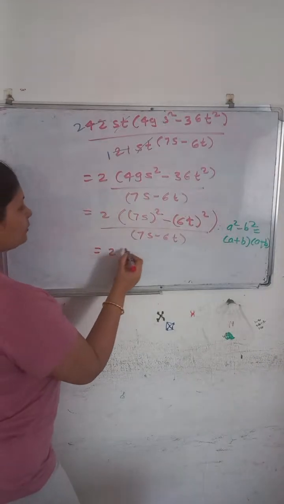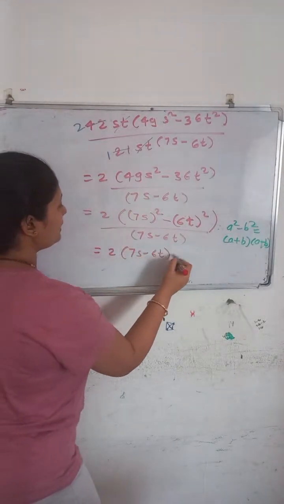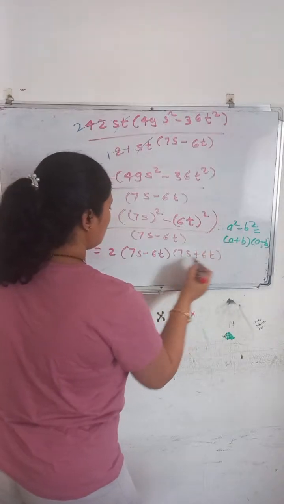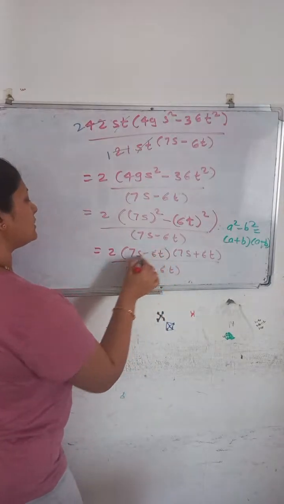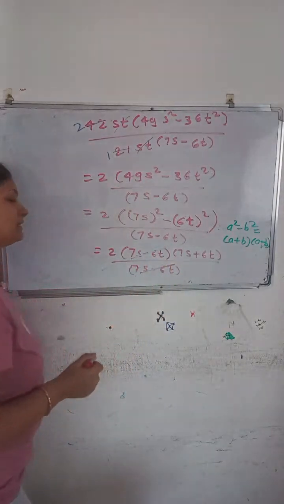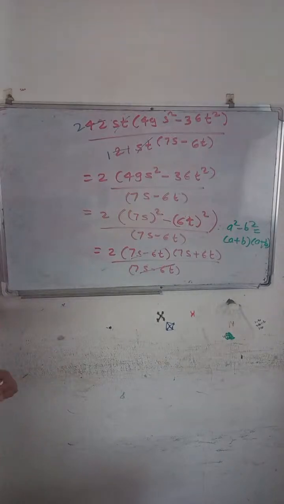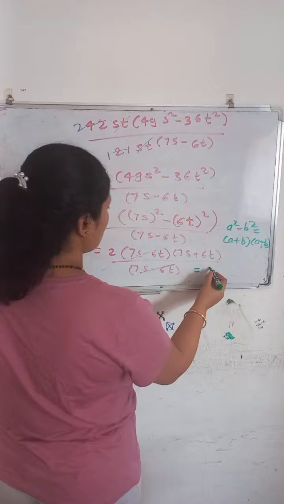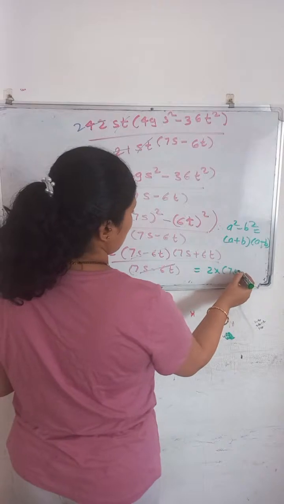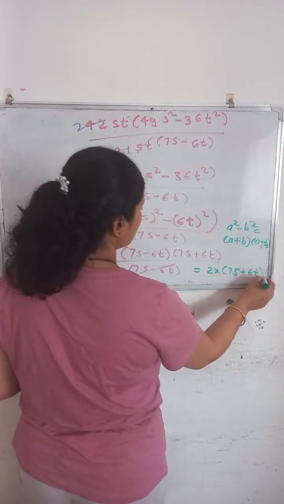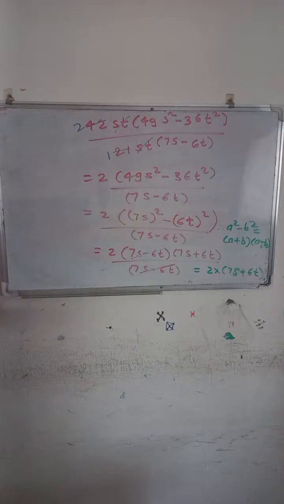So we will get 2 into (7s minus 6t)(7s plus 6t) divided by 7s minus 6t. Now check: 7s minus 6t and 7s minus 6t get cancelled, and finally we will get the answer 2 into the remaining term, 7s plus 6t. That's it. This is the answer. So simplify it yourself. These are all 3 marks questions. Avoid skipping steps to get full marks.